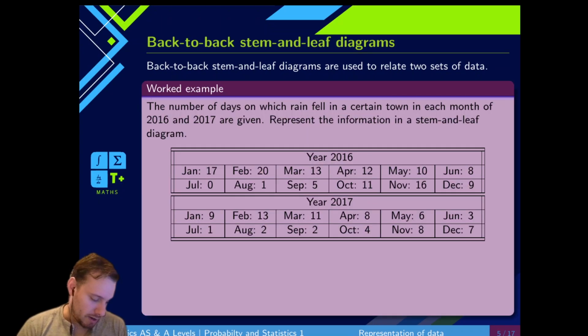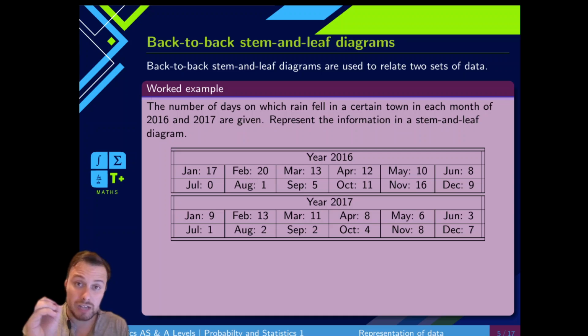How does it work? Well, imagine we're going to see this example where we have the number of days in which rain fell in a certain town. This is the same town, so it makes sense to compare them. And we have the data from 2016 and 2017. Observe that in January there were 17 days of rain, then in February there were 20 days of rain, in March 13, and so on for 2016. And then for 2017 we have 9 days, 13 days, 11 days, and so on.